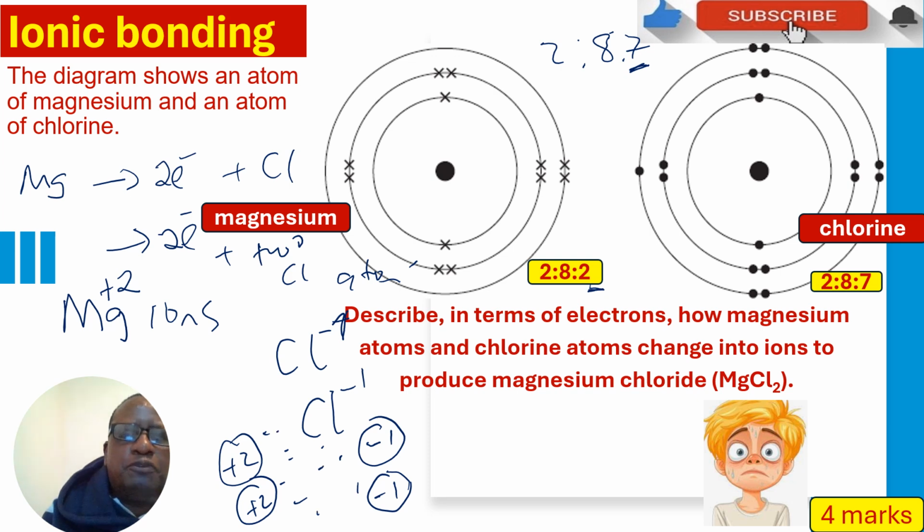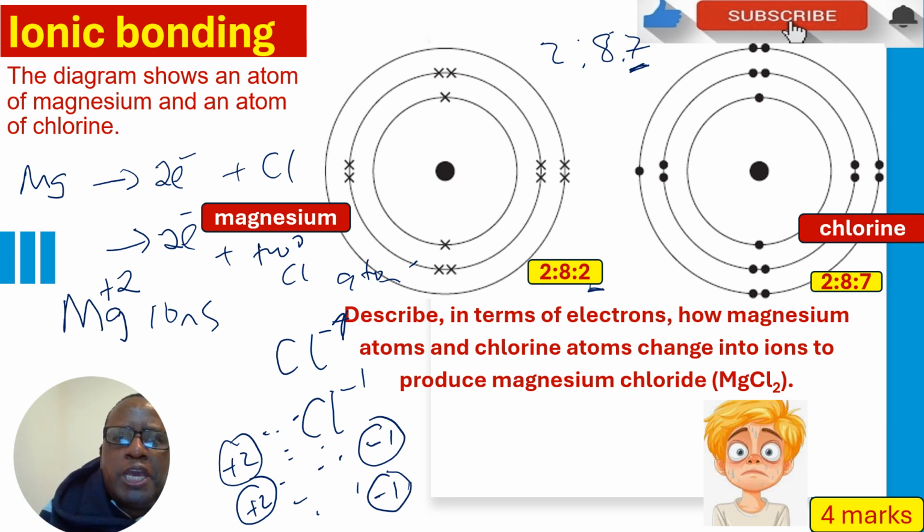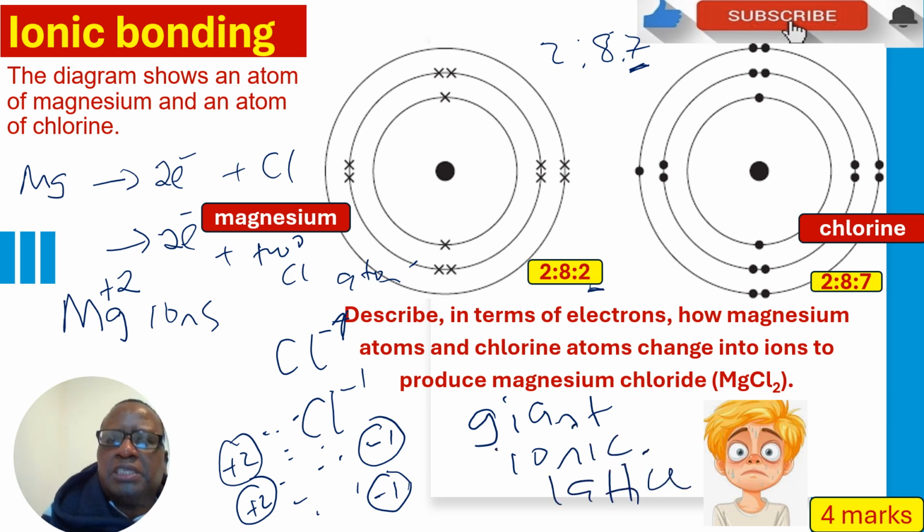What we call these forces of attraction between those oppositely charged ions, these are called electrostatic forces of attraction between the oppositely charged ions, and they attract each other to form a giant ionic lattice, which is magnesium chloride. I just hope that helps.